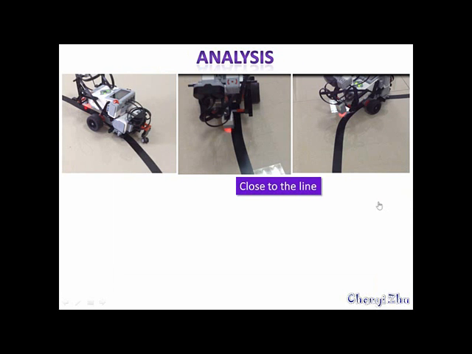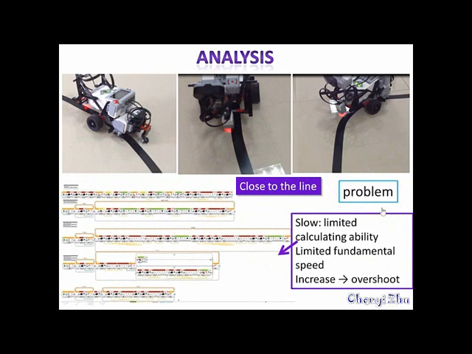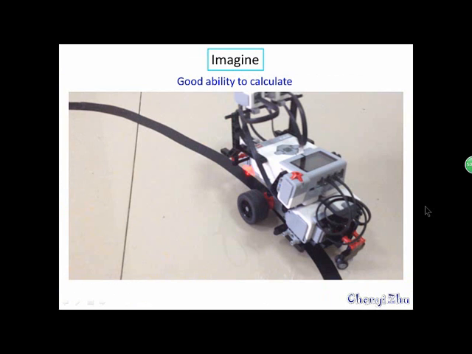From the video, you can see the robot is very close to the line, but you can also see it is very slow. This is because it has a limited calculating ability, which will limit the fundamental speed. Actually, we tried to increase the speed, but the robot will overshoot. Imagine the robot has good ability to calculate. Accelerate the previous video to give you the idea.